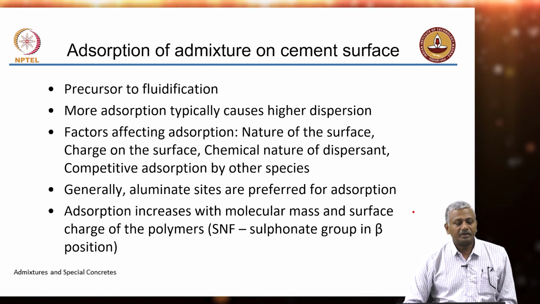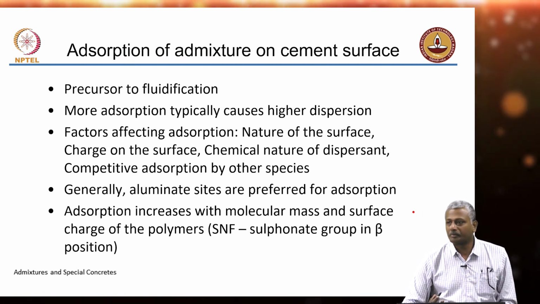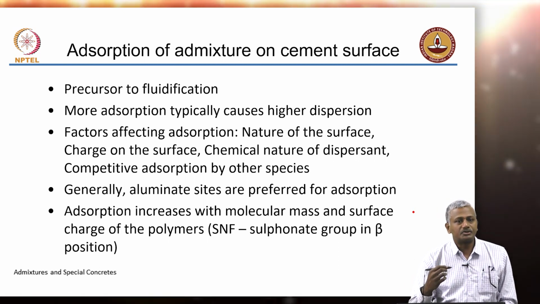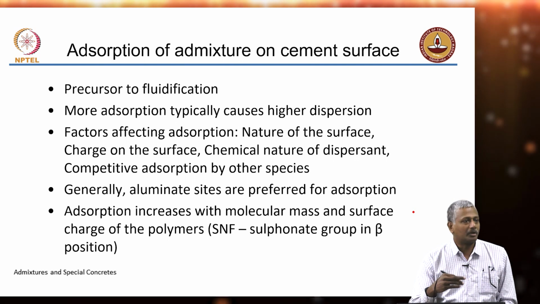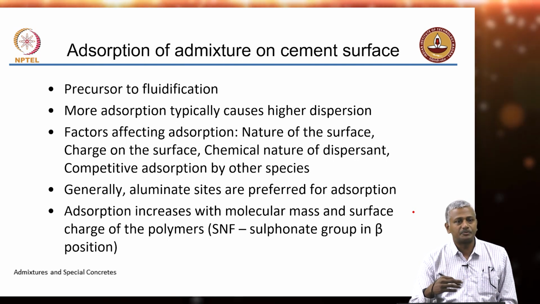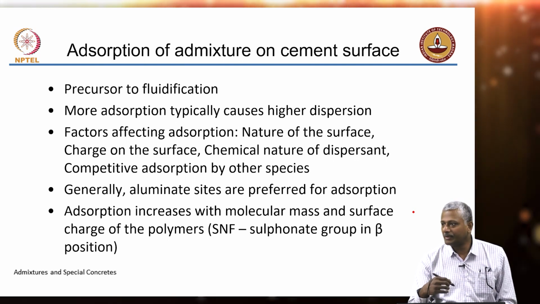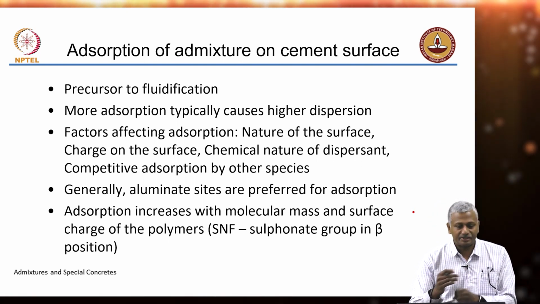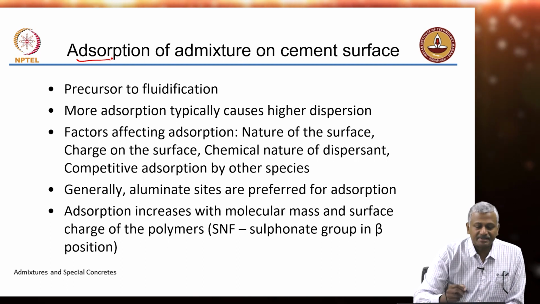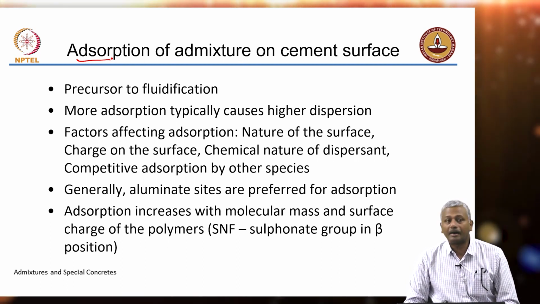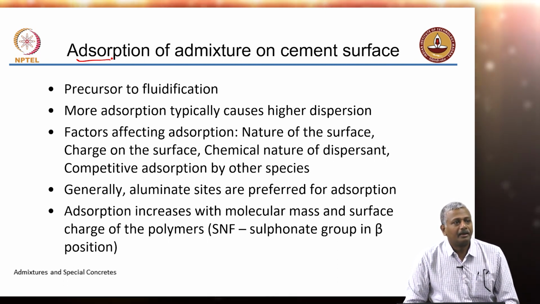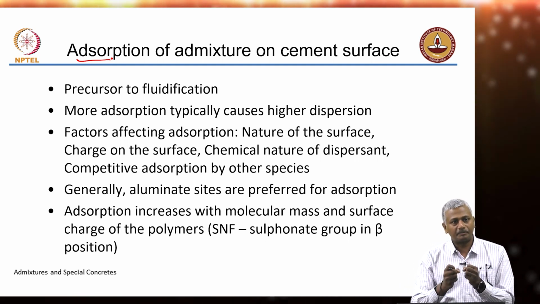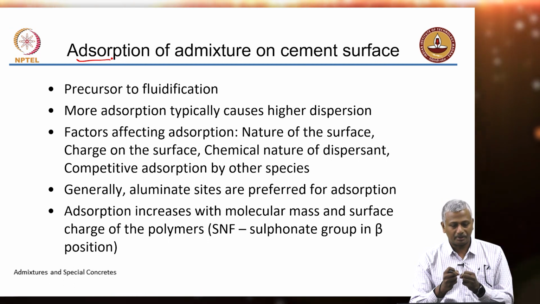So when the admixture or superplasticizer, which we learnt in the last lecture, was a long chain polymer, right. When this polymer is brought into a solution with the cement, it starts getting enveloped on the surface of the cement. It adsorbs on the surface. What is adsorption and how is it different from absorption? Adsorption is basically on the surface. Absorption is a bulk uptake of the liquid by the solid, right.